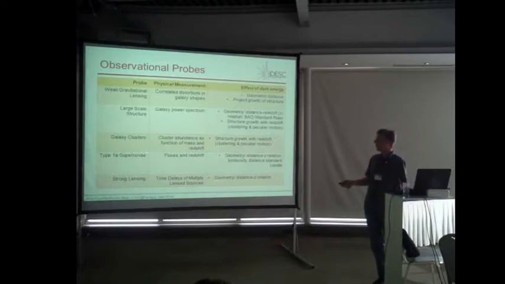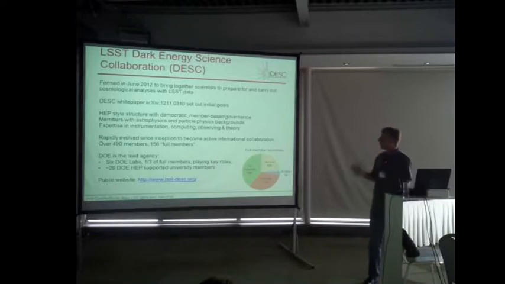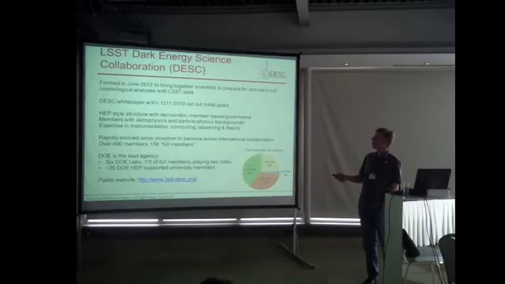Type Ia supernovae provide the standard luminosity distance estimators, and strong lensing, with multiple lensed sources, measures the time delays, which is a measure of geometry. These five core science themes make up the main science of DESC. If you're interested in the details of the science cases, the collaboration itself started in June of 2012. There is a white paper that describes the major science objectives.